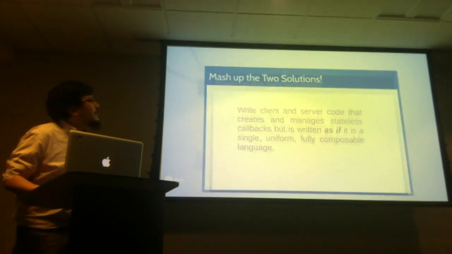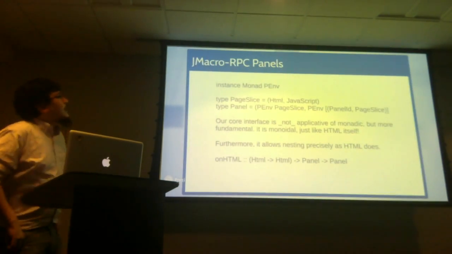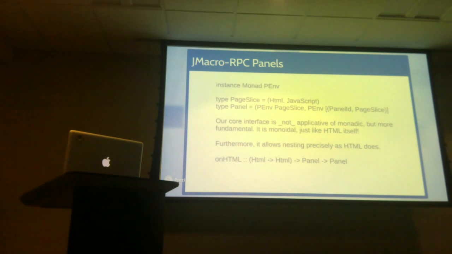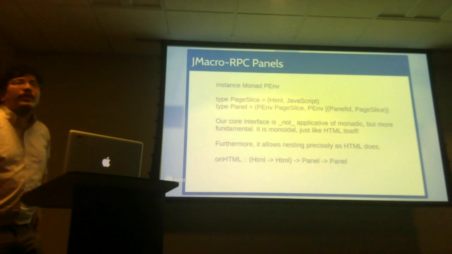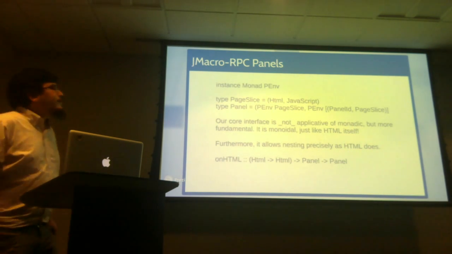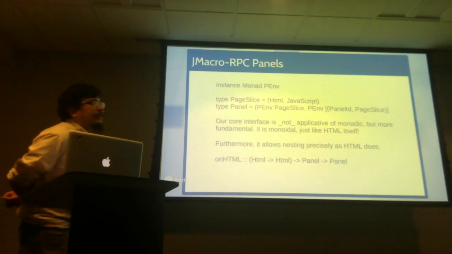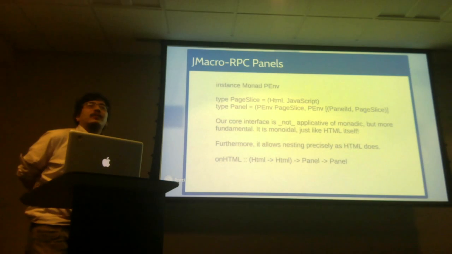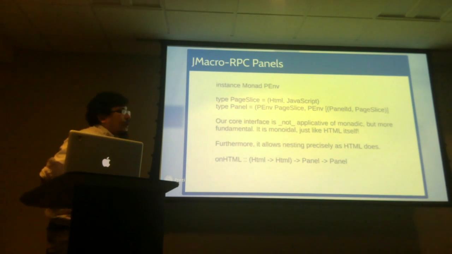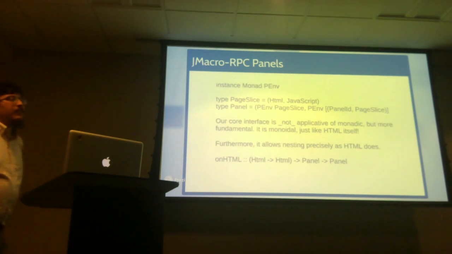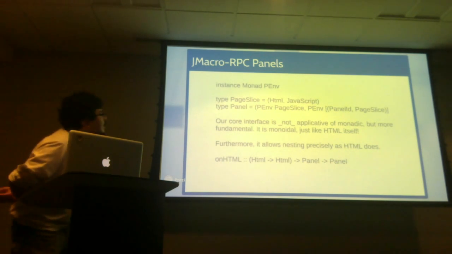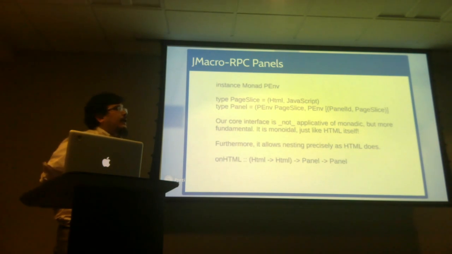All right. So this is what I have. I have this thing called JMacro RPC panels. It's a terrible name. I'll explain what JMacro is, and then I basically just call it panels, and it just happens to live in this thing called JMacro RPC. And I'll talk about what JMacro is a bit later. But I'm going to talk about how we mash these two things up, get the benefits of continuation passing frameworks without the drawbacks of them.